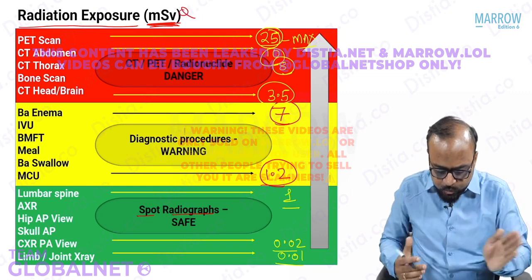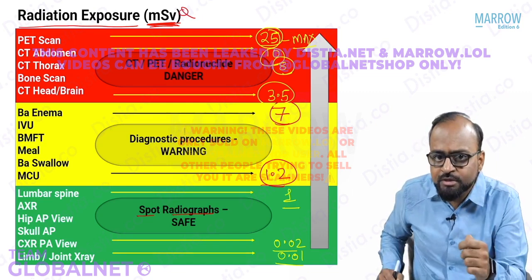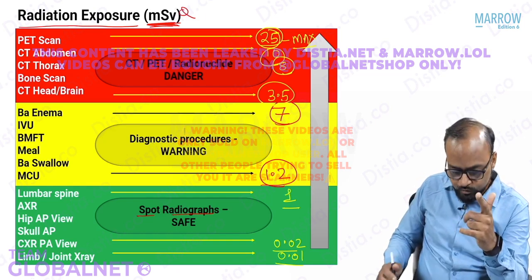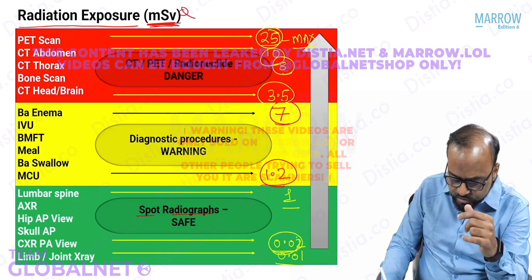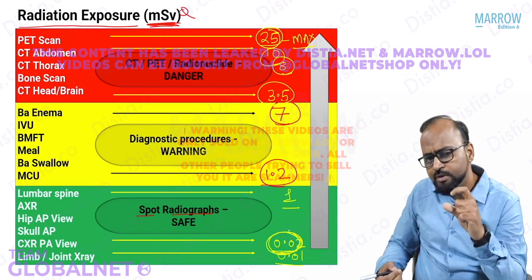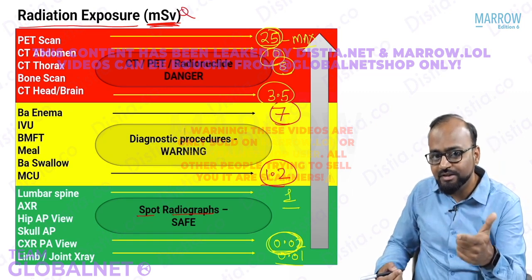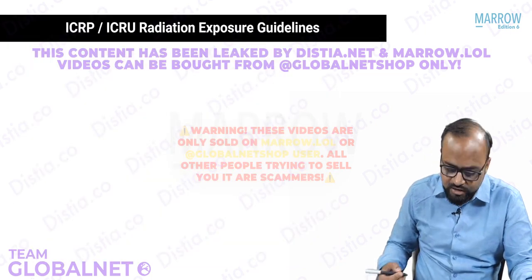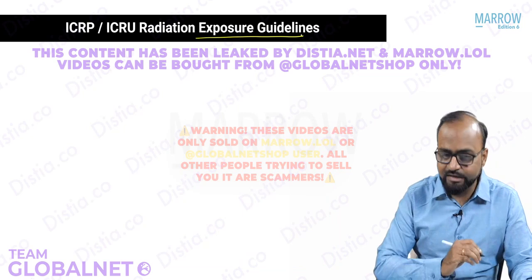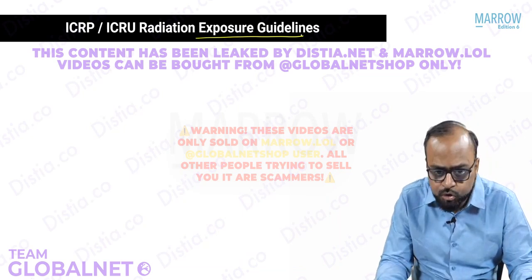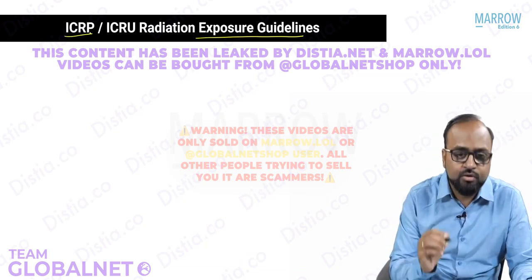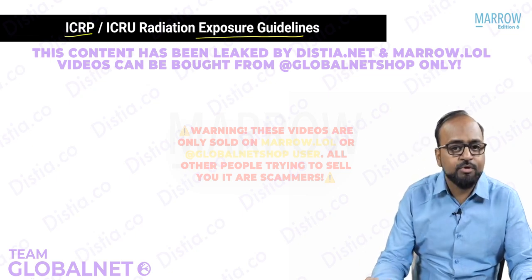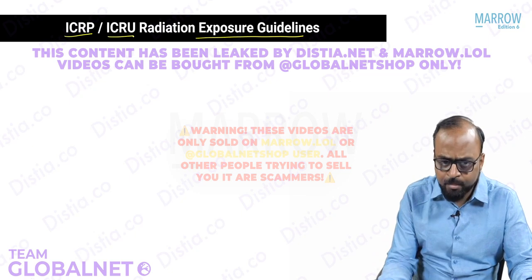Now these are about the exposures. Do you remember the question that we started with? A patient who was pregnant was exposed to a chest X-ray. So what is the exposure in chest X-ray? It is 0.02. But how much is actually allowed during pregnancy? That is the next topic that we are going to study, the radiation exposure guidelines. These guidelines have been issued by the International Commission on Radiological Protection, and also the International Commission on Radiation Units. What do they say?